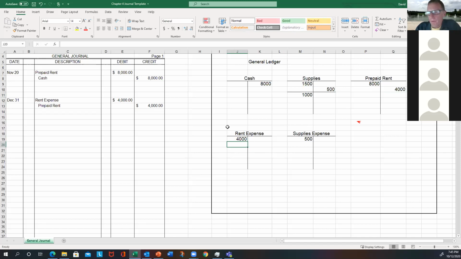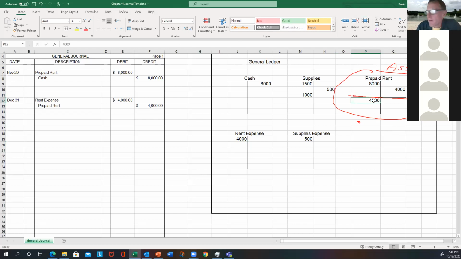Now, prepaid rent, which again is an asset account, right? So if we don't record these adjusting entries right now, remember, prepaid rent is an asset. Again, this $4,000 is an adjustment. So by preparing this prepaid rent adjustment now, once we posted this, we would then have $4,000 left at the end of December. That would be our ending balance. And guess what? That ending balance would then get reported on the balance sheet.